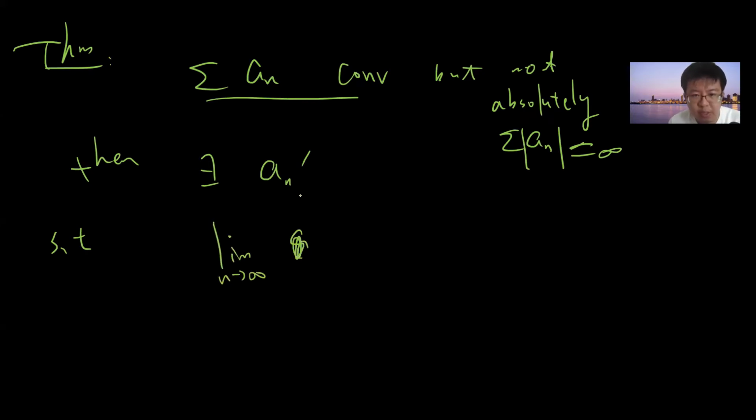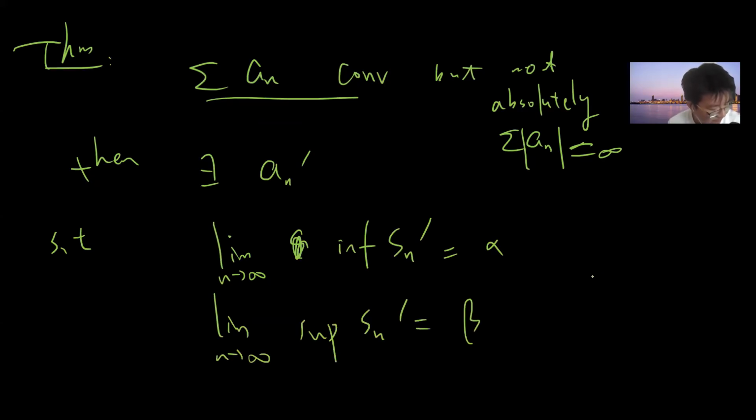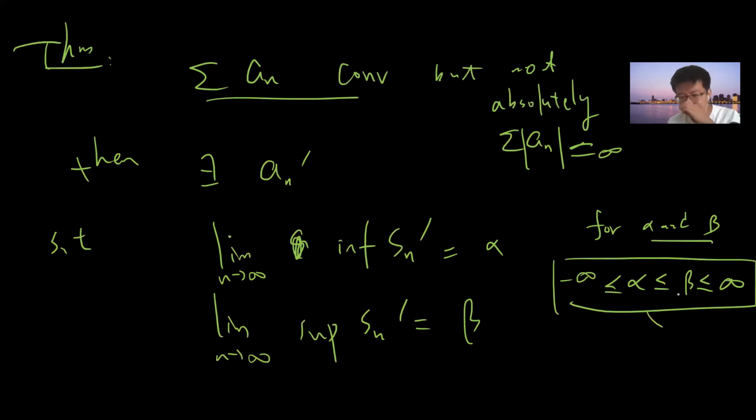let's say the partial sum of the rearrangement is called S_n prime, such that the limit inf of S_n prime is alpha, as n goes to infinity, and the limit sup of S_n prime is beta, for any alpha and beta, including infinity. So basically, you pick any two numbers, you can rearrange a non-absolutely convergent sequence to make its limit inf and limit sup match, one matching beta, one matching alpha.